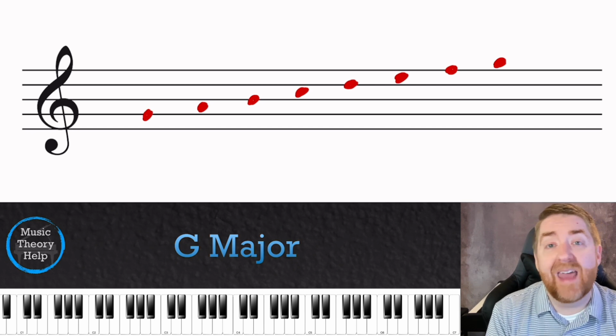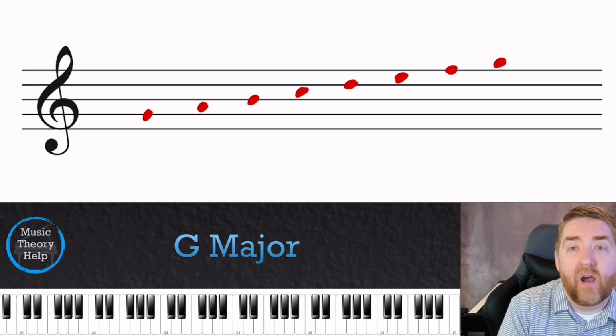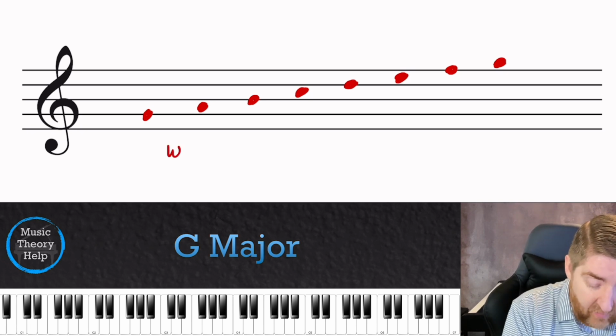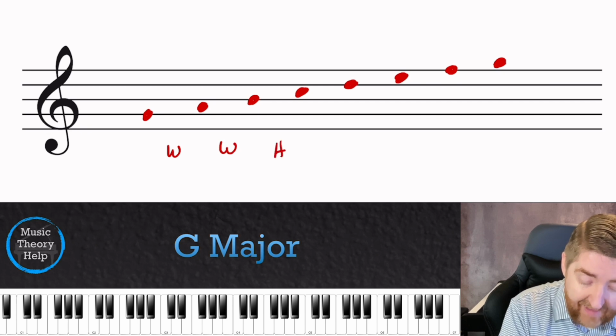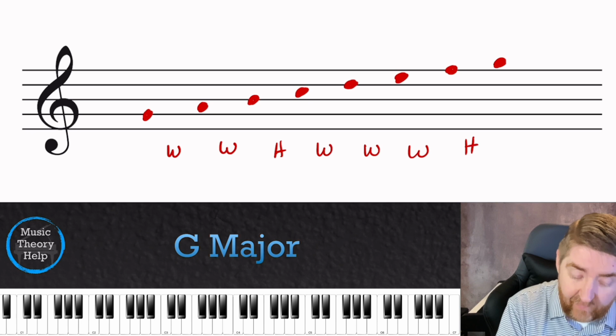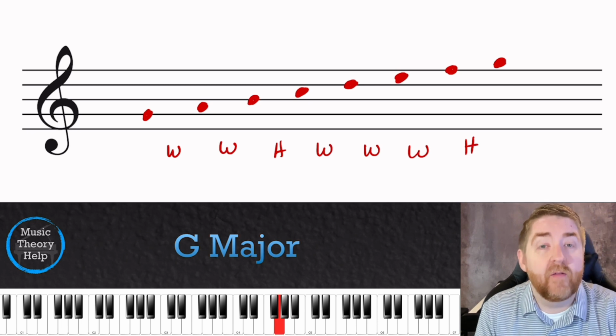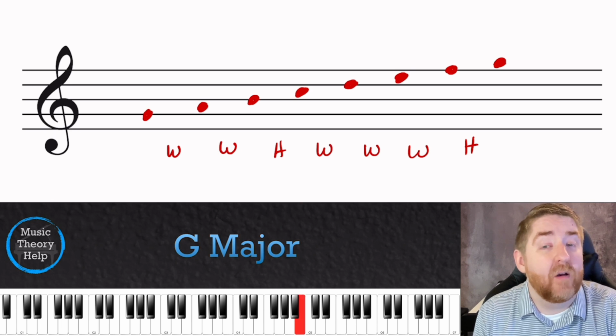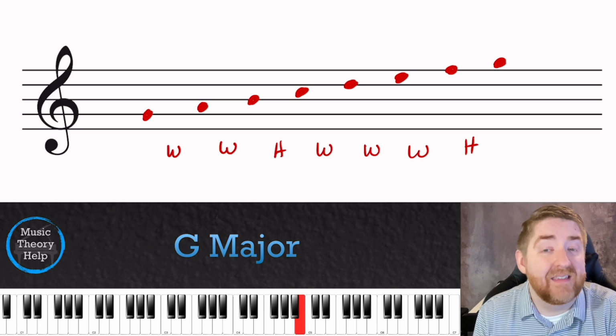We can write our pattern before we start. We'll write our W's and H's between the notes. So we'll have whole, whole, half, whole, whole, whole, half. From G to A is a whole step. From A to B is a whole step. From B to C is a half step.